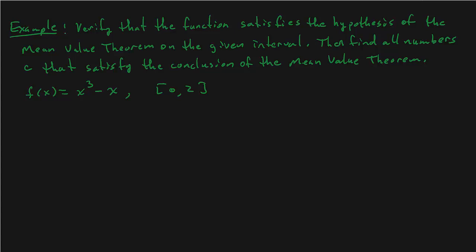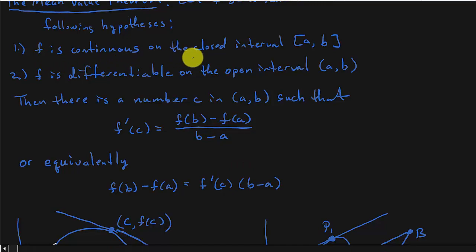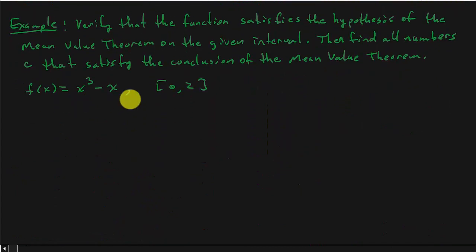So we've got to make sure it satisfies the hypotheses of the mean value theorem. What do the hypotheses say? It says f is continuous on the closed interval and it's differentiable on the open interval. Well, that's easy enough here. It's a polynomial. It's continuous everywhere and differentiable everywhere. So before we start working it, let's come up here and look at the mean value theorem.